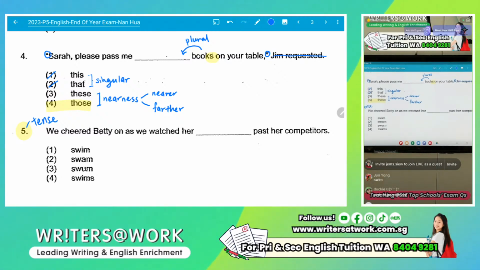Looking at the verbs over here, I have an answer from Jin Yong. Oh, Jin Yong. Hey, Jin Yong, welcome. And Ducky as well. Okay.